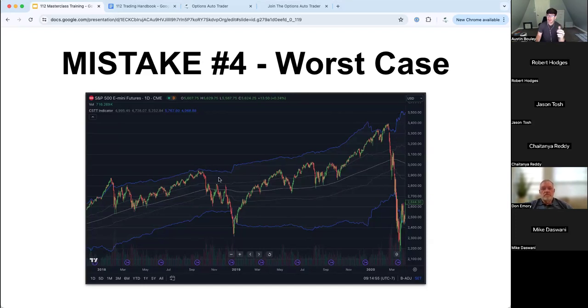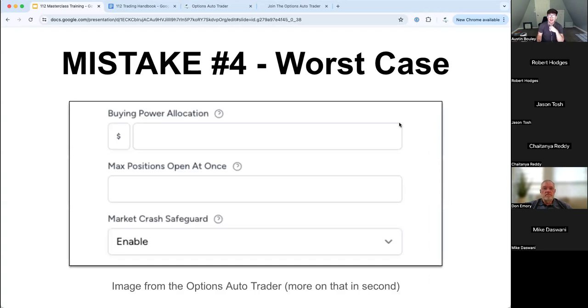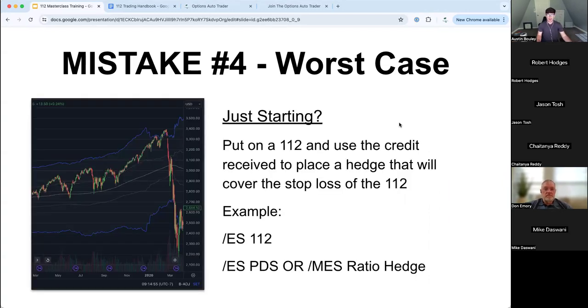And so you need to understand that there's always worst case scenario planning. So whether you're using this crash indicator or not, there's still a chance of the market crashing. So hedge, do buying, make sure you're in correct buying power and all those rules to keep your account safe. Again, if you want to use this crash protector, which I'm using, you can enable it with one click in the options auto trader, which I'll be talking more about later in this training.